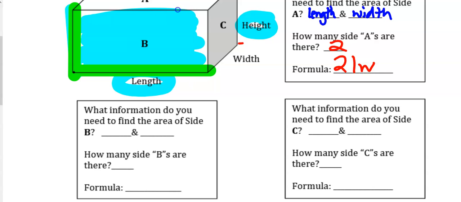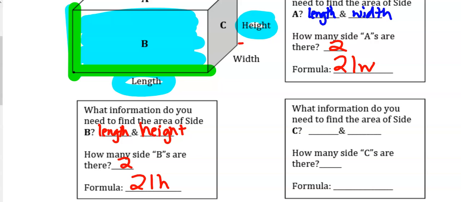So for our formula, in order to find B, we would multiply length and height. And then just like there were two side A's, there are also two side B's. So to find the front and the back of the shape, we're going to use the formula 2 times length times height. So now we have 4 of the faces of the shape.